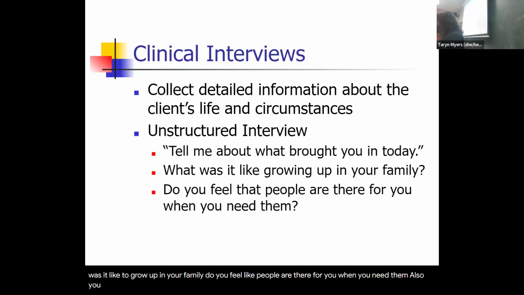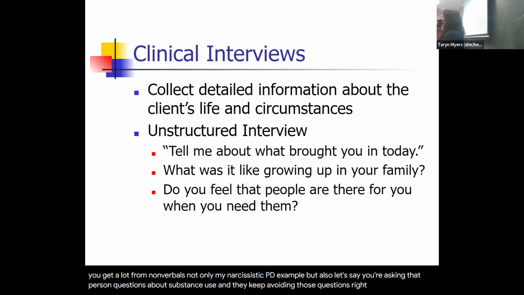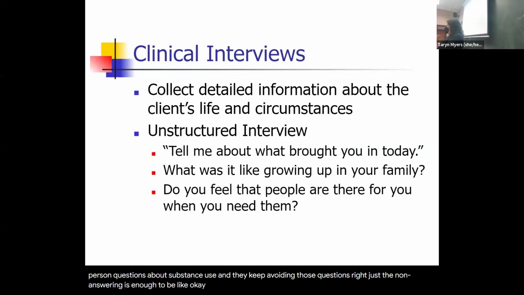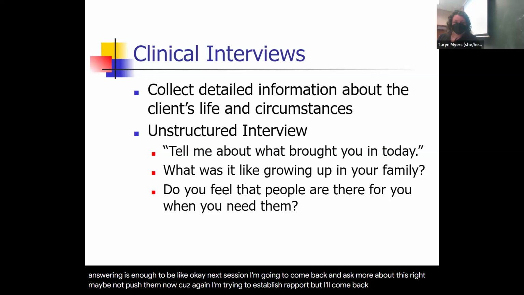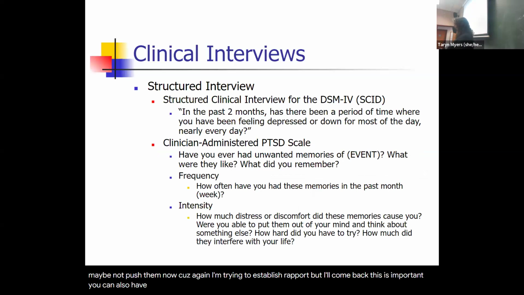Also, you get a lot from nonverbal. So not only my narcissistic PD example, but also let's say you're asking that person questions about substance use and they keep avoiding those questions, right? Just the non-answering is enough to be like, okay, next session, I'm going to come back and ask more about this, right? Maybe not push them now, because again, I'm trying to establish rapport, but I'll come back. This is important. You could also have a structured interview.